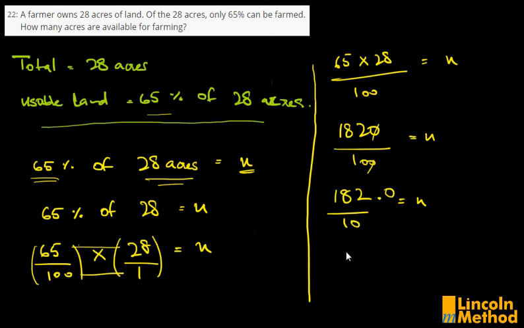So 182.0 over 10. Now we've learned that whenever we're dividing a decimal number, the decimal point is going to move towards the left, and the number of spaces it moves depends on the number of zeros it's being divided by. Since it's being divided by 10 and 10 only has one 0, the decimal point is going to move one place towards the left, and X therefore is equal to 18.2. So how many acres are available for farming? 18.2 acres are available for farming.